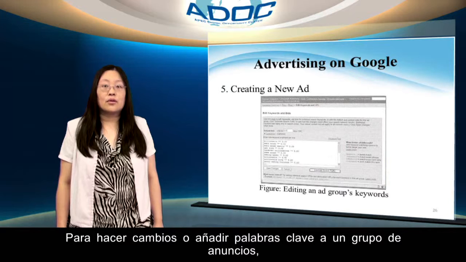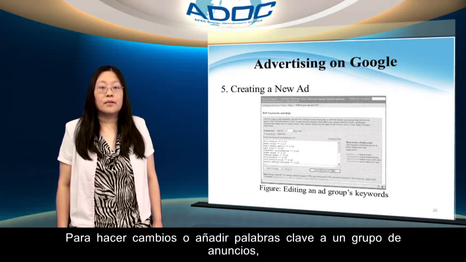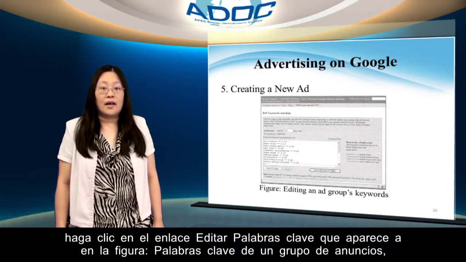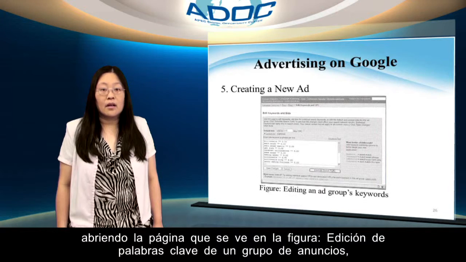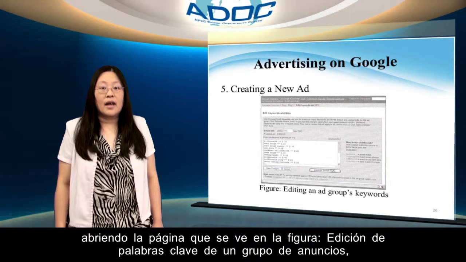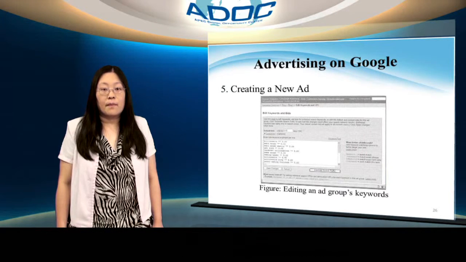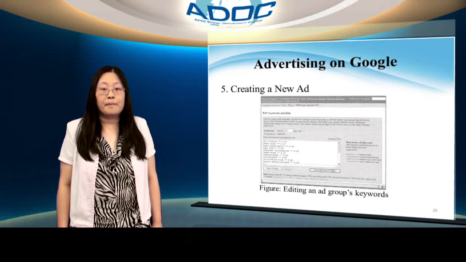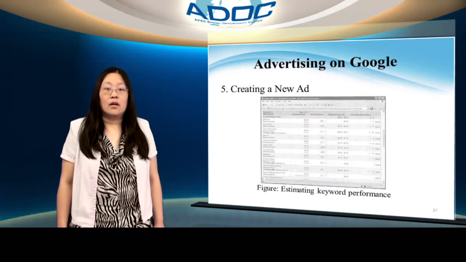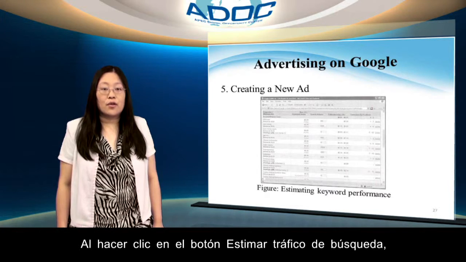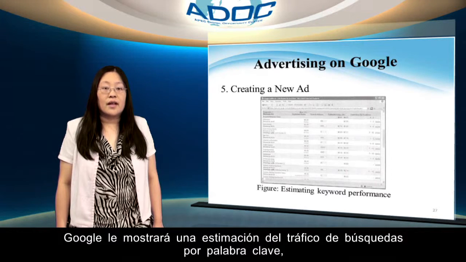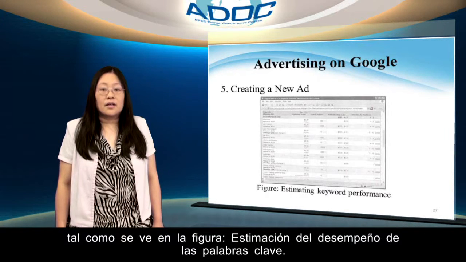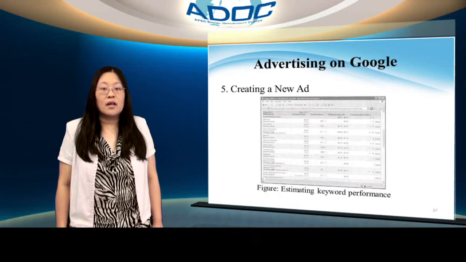To make changes or to add keywords to an ad group, click the Edit Keywords link you see in the figure, opening the page you see in the figure, editing an ad group's keywords. You can edit and add keywords for the current ad group here. When you click the Estimate Search Traffic button, Google shows you an estimate of search traffic by keyword, as you see in the figure, estimating keyword performance.